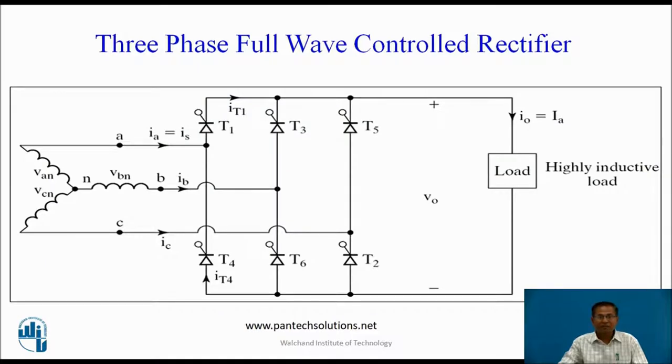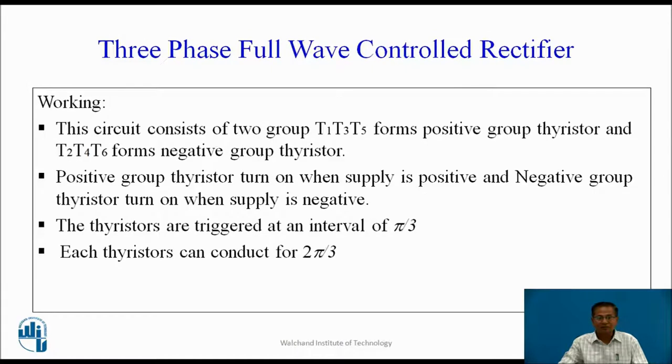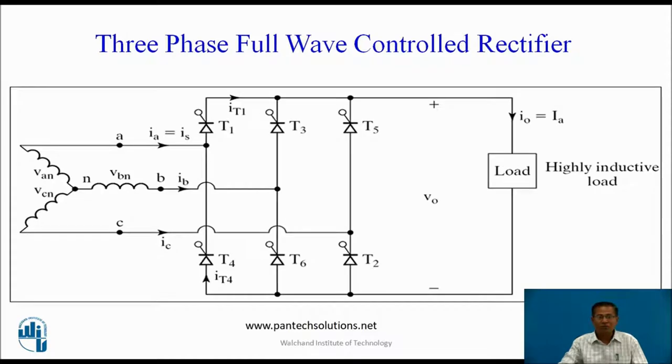This is the circuit diagram of the three-phase full-wave controlled rectifier with highly inductive load. It consists of six thyristors. The circuit consists of two groups: T1, T3, T5 form the positive group thyristors, and T2, T4, T6 form the negative group thyristors.